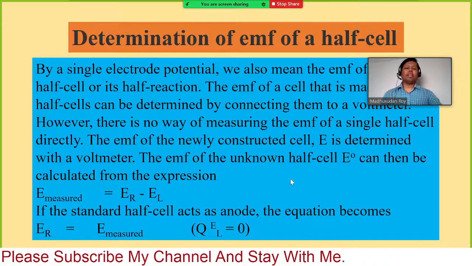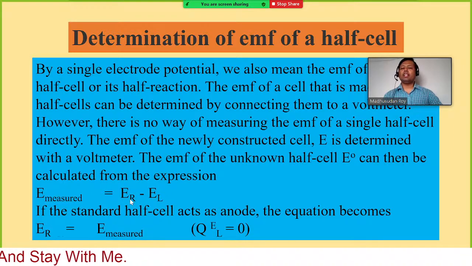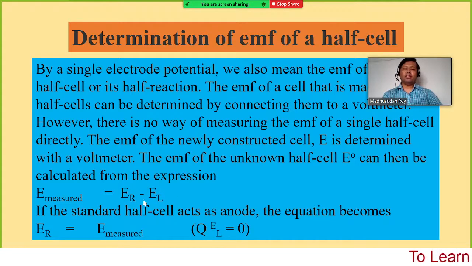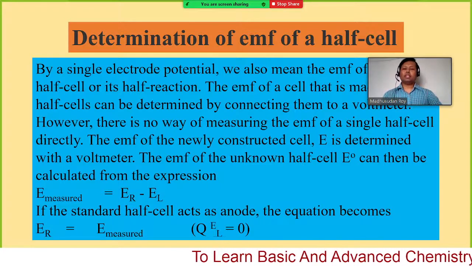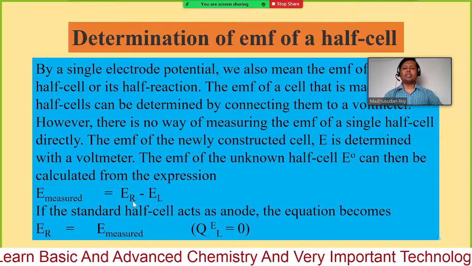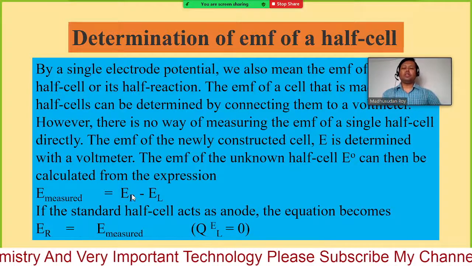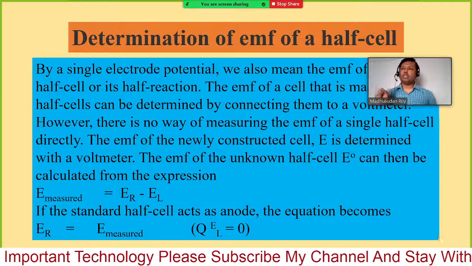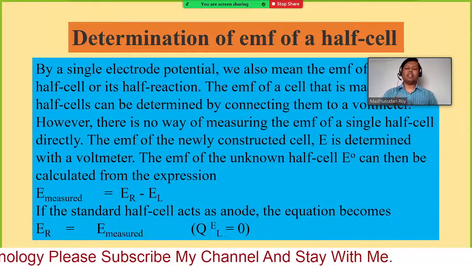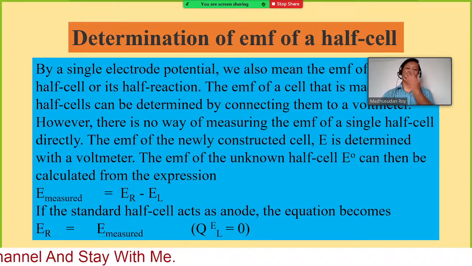So the EMF of the unknown half cell, E naught, can then be calculated from the expression E measured equals ER minus EL. Any one of them we must know. If you consider this one as reference, right hand side or left hand side, you can consider it either way. If you know the left part of the cell and you do not know the right part, in that case you can get the measured voltage using a voltmeter, then you can easily find out the unknown.